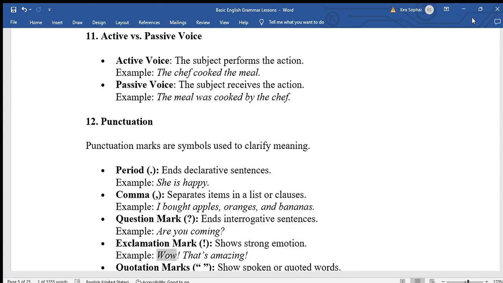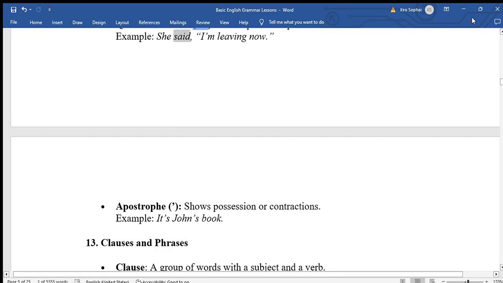Example, wow, that's amazing. Quotation marks show spoken or quoted words. Example, she said, I'm leaving now. Apostrophe shows possession or contractions. Example, it's John's book.